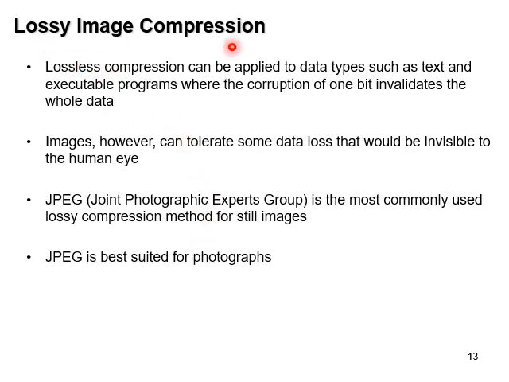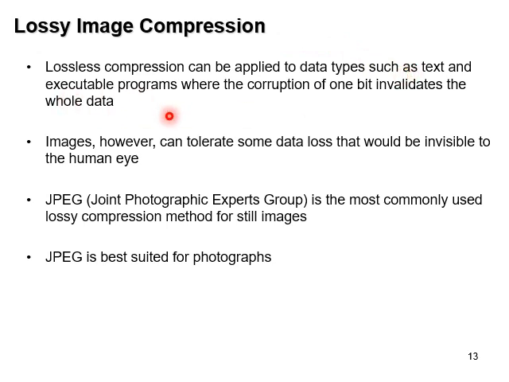So we next move to lossy image compression. We talked already about lossless image compression. We talked about run length coding and Huffman coding. So lossless compression that we talked about can be applied to data types such as text and executable programs, where the corruption of one bit invalidates the whole data. In general, you can apply lossless compression to images, but it wouldn't give you a lot of compression advantage compared to lossy ones. However, we cannot use lossy compression with text or executable programs.